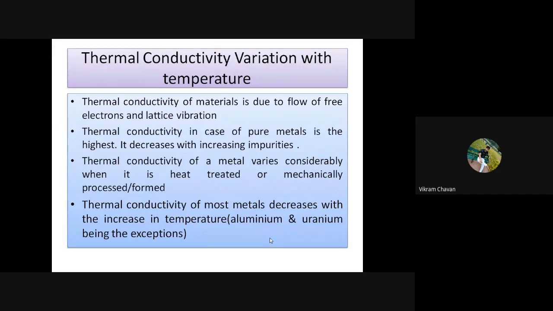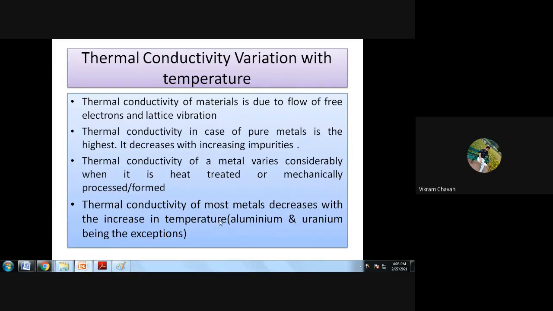Okay, they create the obstacle for the free electrons, and the transportation of free electrons will decrease as the temperature goes on increasing. Because of that, thermal conductivity of most of the metals decreases with the increase in temperature. What does thermal conductivity mean? The ability of a material to transfer heat decreases as the temperature of metals goes on increasing.